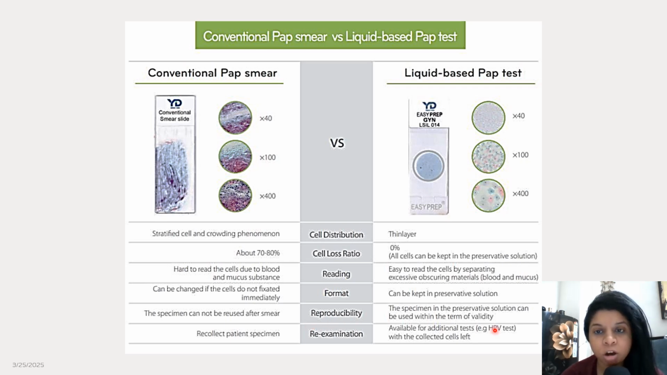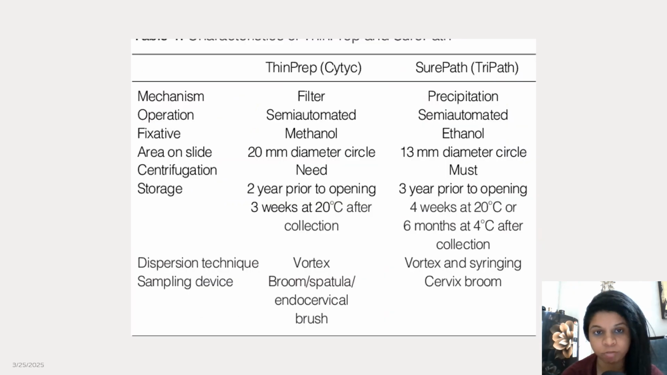And reproducibility of liquid-based cytology, I already said the rest of the cells are present in the preservative solution and you can use it to make other slides if you are suspicious, within the validity period of the preservative solution. So recollection is required if you need the patient specimen again in conventional smear, but here you can do additional tests like the HPV test with the remaining cells in the preservative solution itself.